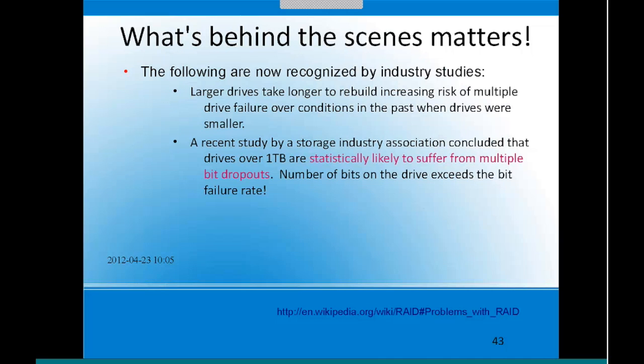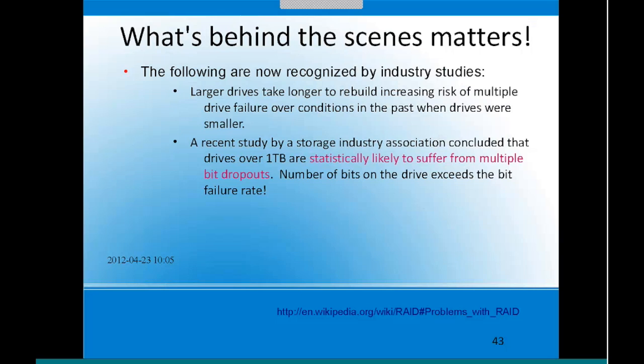The following: larger drives take longer to rebuild. That increases the risk of losing a second drive, right? In a recent study, drives over 1 terabyte were determined to be statistically likely to suffer from multiple bit dropouts. Okay, multiple bit dropouts means the drive itself cannot recover the data using its parity.